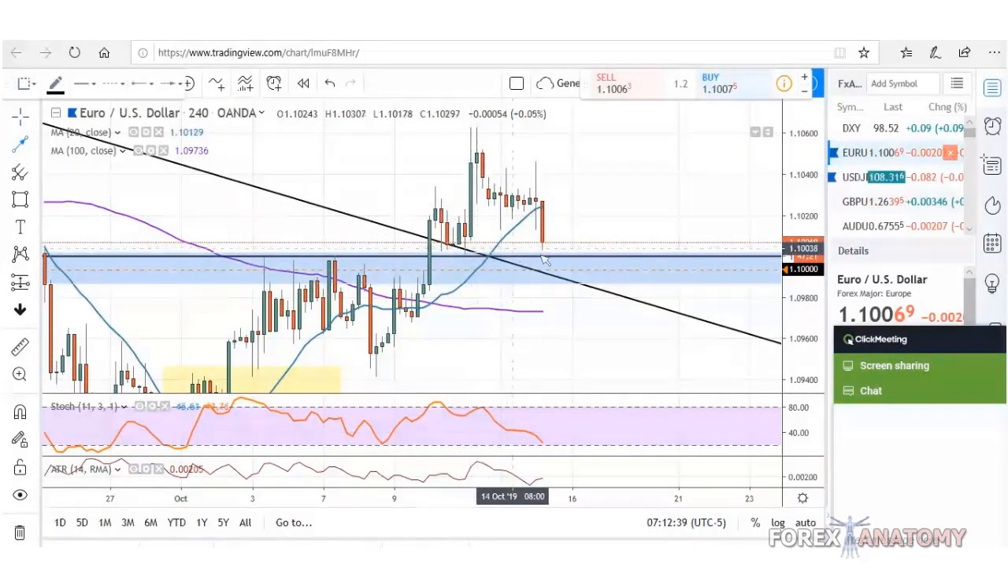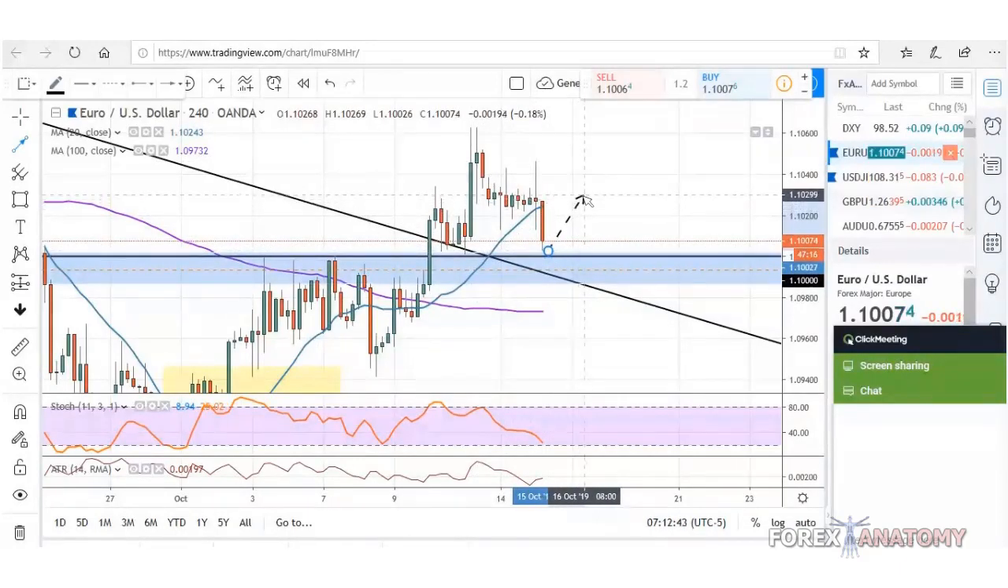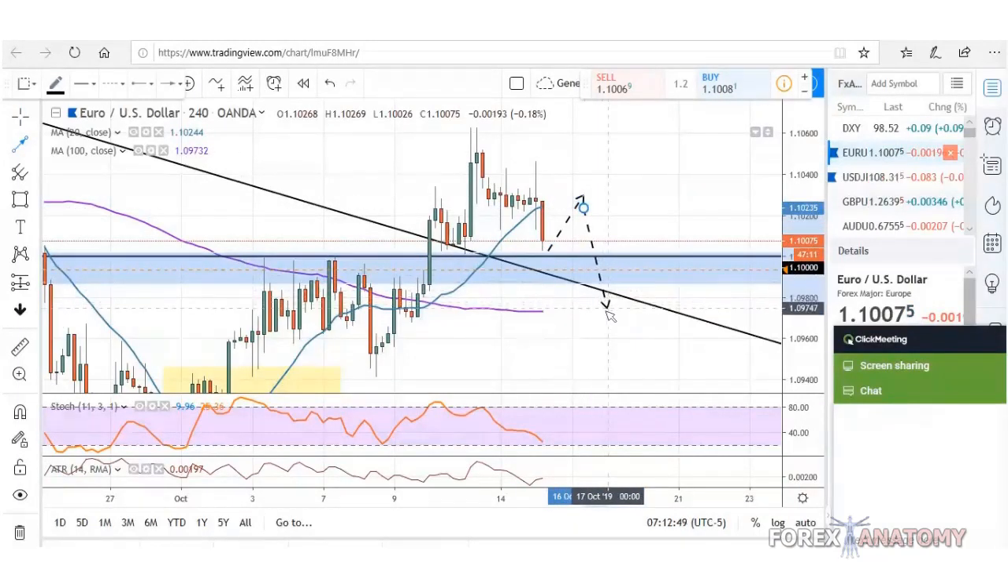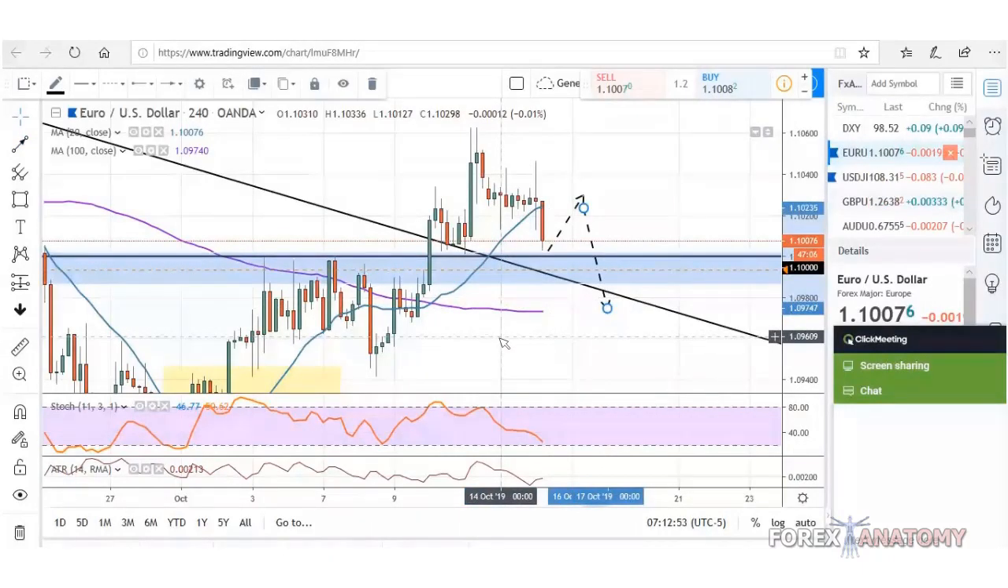If we do see price reject this area, then price could form something like this, where it comes, tests this right here, and then comes down and it moves lower. Now, if price does that, then what is that called? For those that are familiar with classical chart patterns and price action, if we do get something like that to happen on the 4-hour chart of the Euro USD, then what is that called?